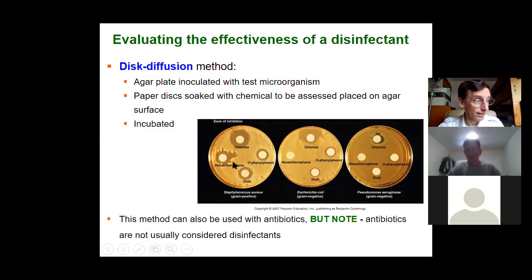Now this test is not a very good test to test a disinfectant because we do not usually work with disinfectants where they are diffusing out across agar. Usually when we're applying disinfectants, we're cleaning a surface of something with the disinfectant. So understand that this test is not testing the disinfectant in the way that we're using the disinfectant. Is that clear? We don't test the diffusion of most disinfectants, okay?